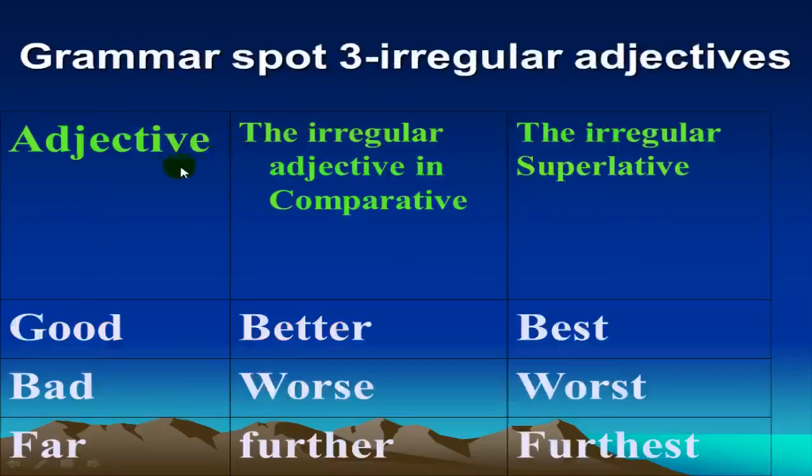Irregular adjective. Some adjectives are irregular. They don't follow the rule. We don't put ER or EST. Good. I should say gooder and goodest, but no. Good, better than, the best. Bad, worse than, the worst. Far, further than, the farthest.